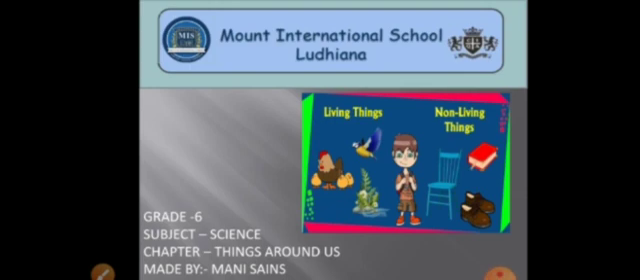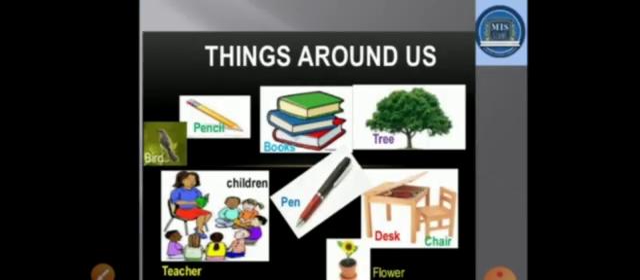Students, today we are going to start with a new chapter, Things Around Us. Students, there are a lot of things around us, and these things can be same or different in many respects. I have taken pictures from my surroundings. Just have a look. Now think that all these things are similar or they are different.